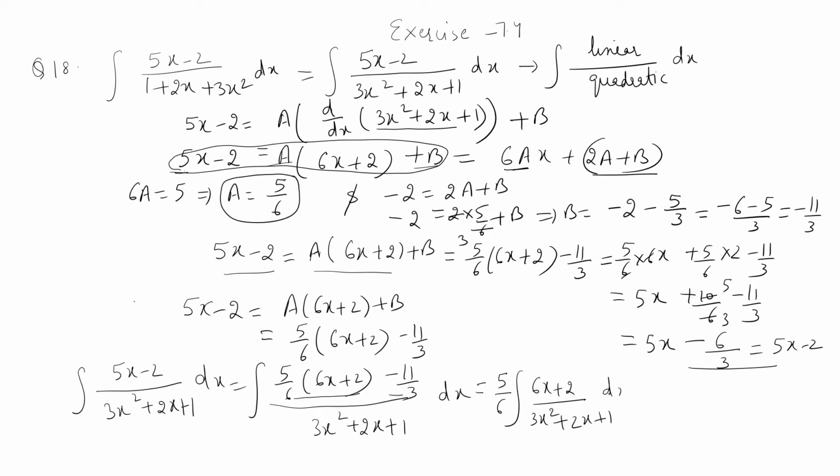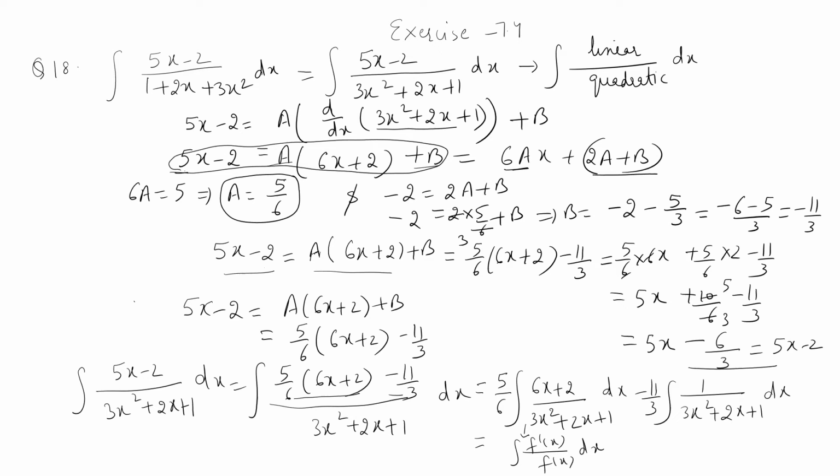Okay, dx minus 11 by 3 times 1 upon 3x square plus 2x plus 1 dx. Now clearly it is visible from here that this integral is definitely of the form f dash x upon fx. Why? Because the derivative of 3x square plus 2x plus 1 is 6x plus 2, which is present in the numerator, and definitely I'll get the integral of this term as log mod 3x square plus 2x plus 1.